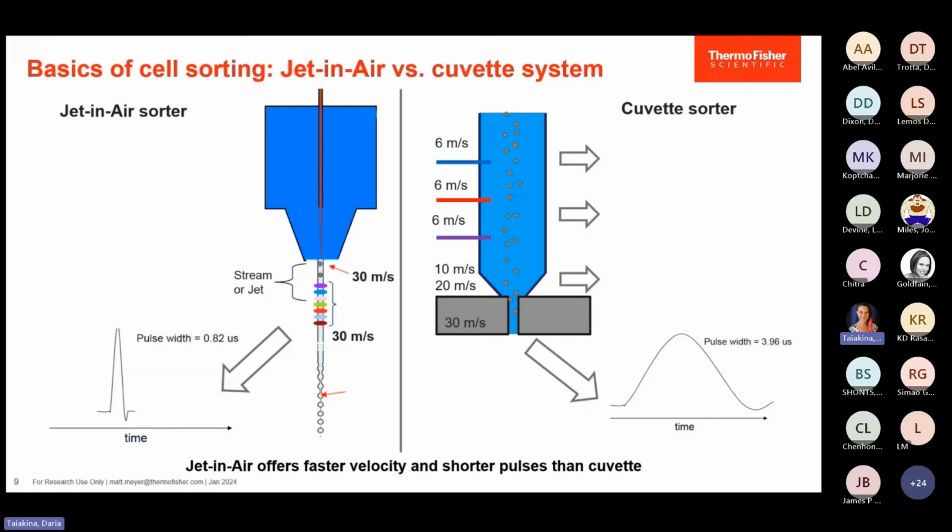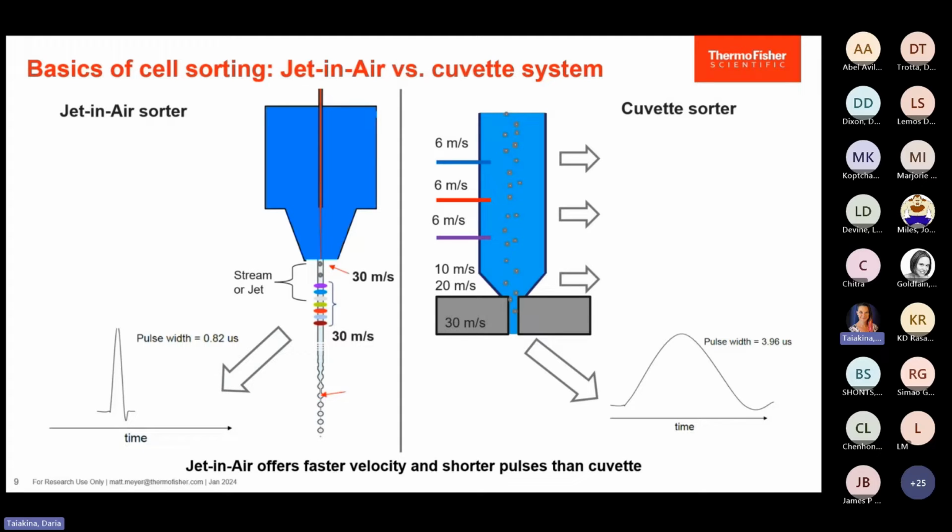And so the biggest difference really comes down to pulse width. A jet-in-air sorter, because you're traveling at that faster and consistent speed, can really achieve narrow pulse widths. In this case, we're under 1 microsecond pulse width. That's basically the time that the cell is going to pass through the interrogation laser, and then you're going to collect that on your, say, PMT or some sort of photodetector.